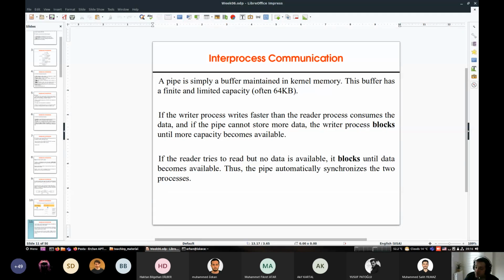The size is not fixed. It depends on the system where you're executing it. In some systems, it might be 128 kilobytes. In other systems, it might be 32. So do not always assume that it is 64.